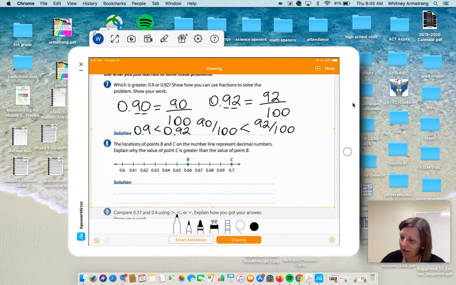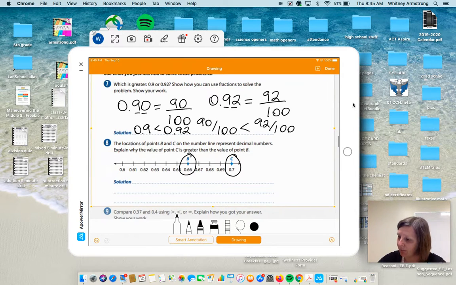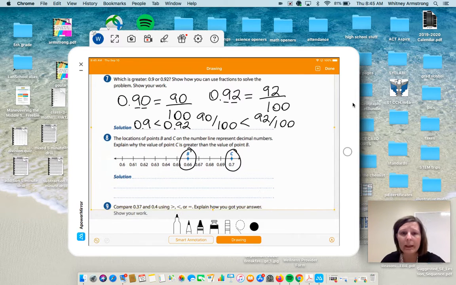Okay, so you see here, here's B. B is 0.66. C is 0.7. So what I want you to do really quick is think about your answer here. Think about why the value of C is greater than B. Write your answer down, and then we'll talk about it.